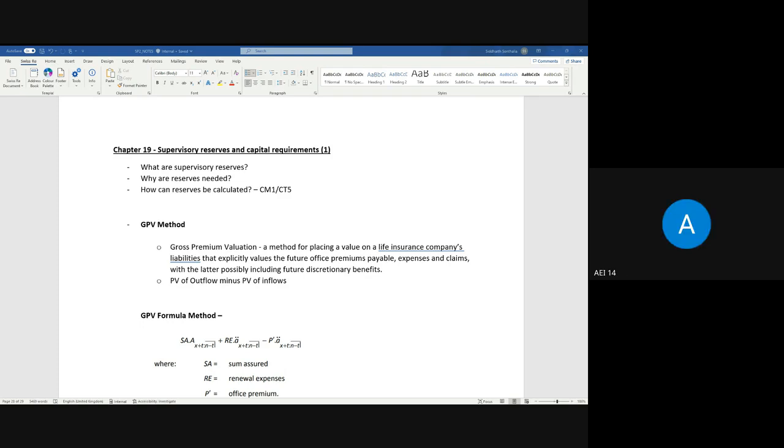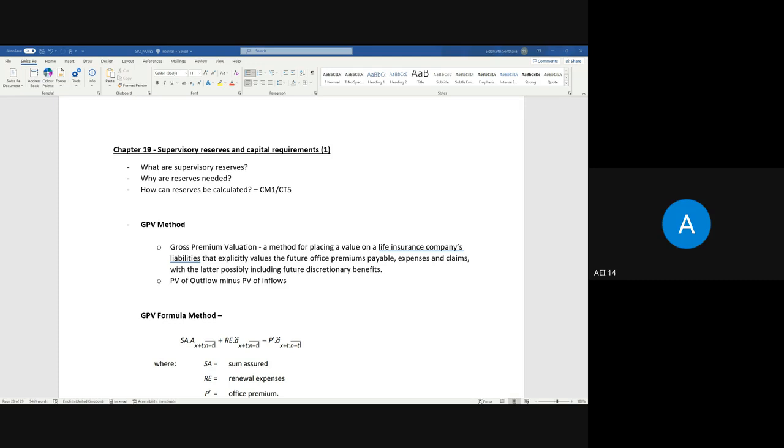Yeah. So it does not make a lot of sense if you're trying to protect the stakeholders of the company, to provide a sense of protection to them. So you would expect the PV of outflows to be greater than the PV of inflows under the supervisory reserve valuation basis, where your assumptions are prudent. So your prudent assumptions increase the PV of outflows enough, or reduce your PV of inflows enough, to make your reserve a positive one. Okay, got it.